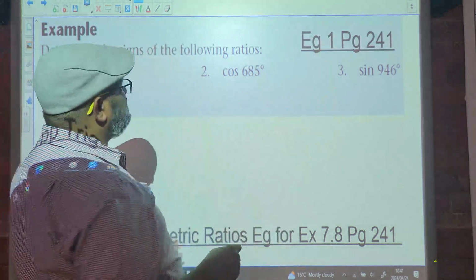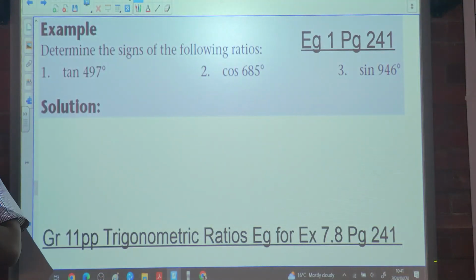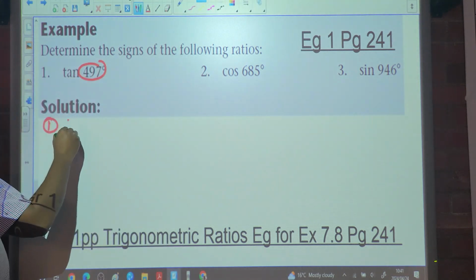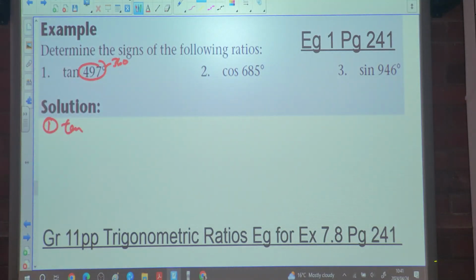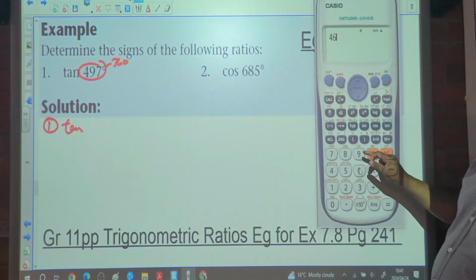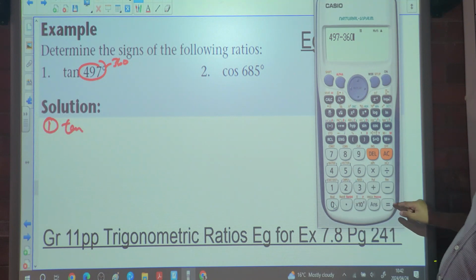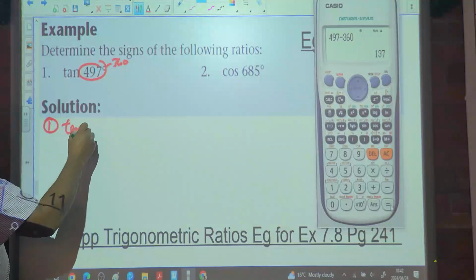Because never do they ask you in an exam to just give the signs of the following ratios. People, remember this is now over 360 degrees, not so. So what do I say? Tan of. So I just subtract 360. I don't show 496 minus 360. I don't show that. So what I do is put in my calculator 497 minus 360 gives me 137. So that is what I write down.